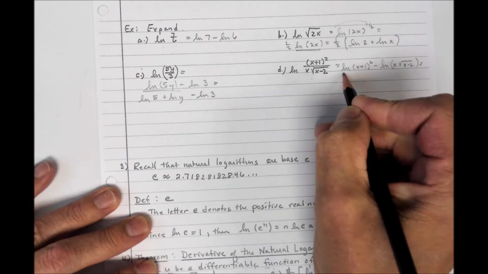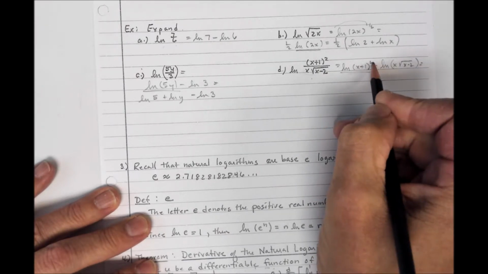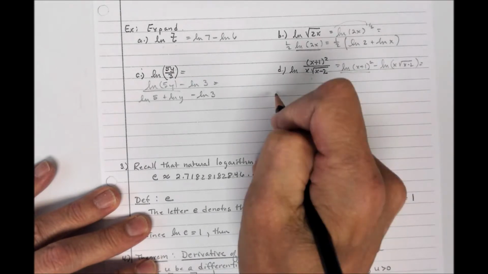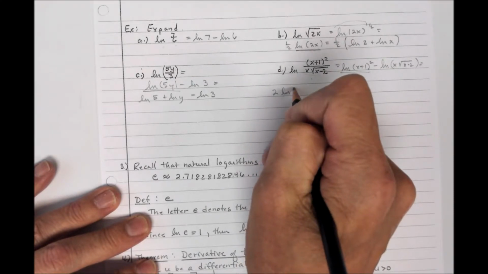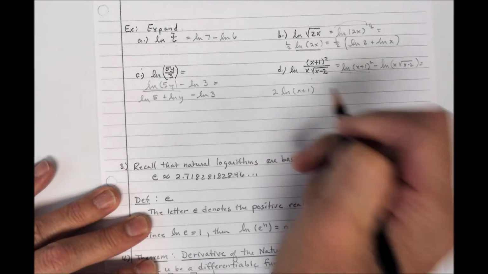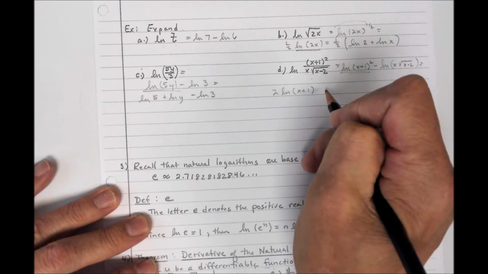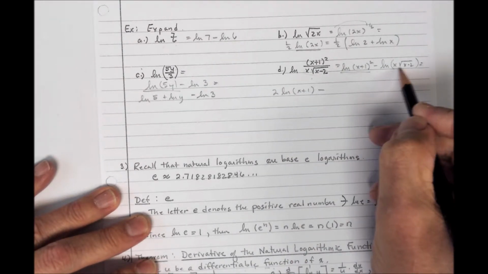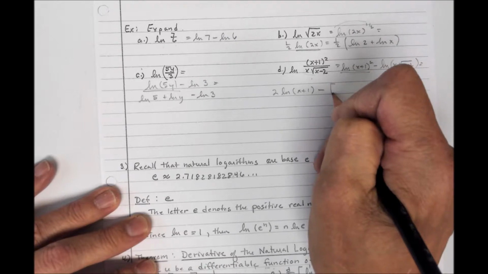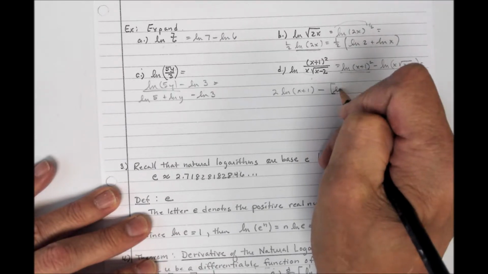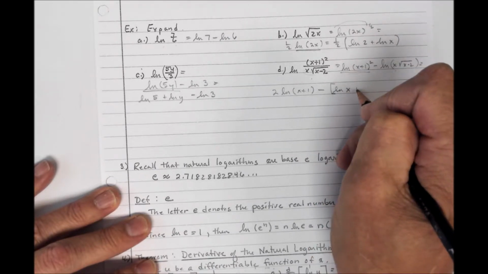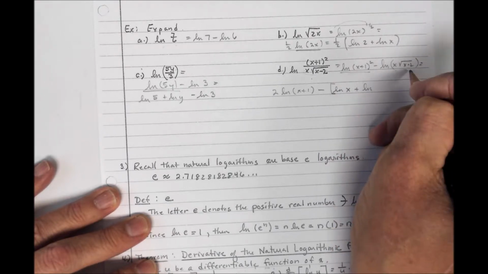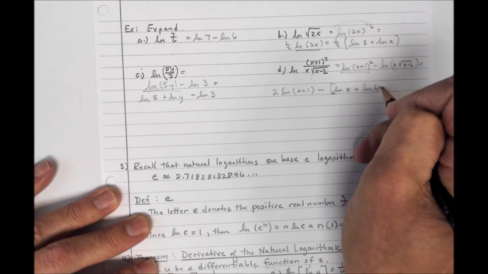Now this first part, I'm going to use property 4 because I have an exponent. I'm going to bring it out in front. I'm going to write this as 2 times the natural log of the quantity x plus 1. And then I'm going to subtract. Notice here I have a product, so I'm going to put in parentheses here, or I'm going to use a bracket. I'm going to write this as the natural log of x plus the natural log of the square root of x minus 2, which I just write as x minus 2 to the 1/2.